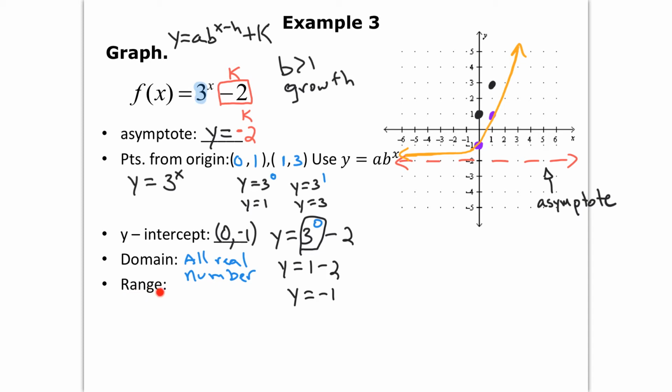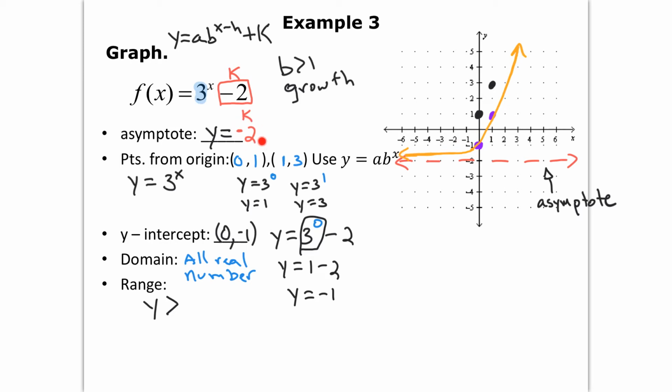Now the range is where you guys have to be careful. Notice that the asymptote is at negative 2 and my graph is above the asymptote. So what that means is for my range, I'm going to use y is greater than, and that's because the graph is above. If the graph was below the asymptote, then you guys use less than. But right now it's above the asymptote, so we use greater.